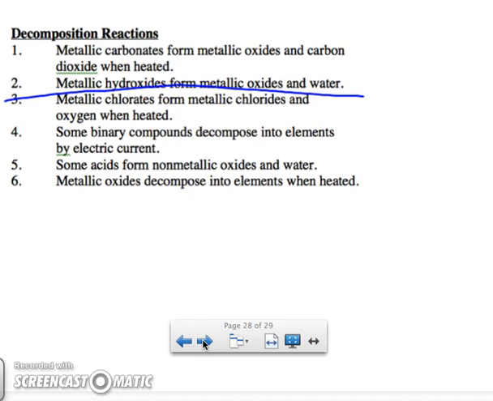Metallic hydroxides, such as magnesium hydroxide, magnesium being the metal attached to the hydroxide, would decompose to form metallic oxides and water. The metallic oxide would be magnesium oxide plus water. Let's go back to the problem.